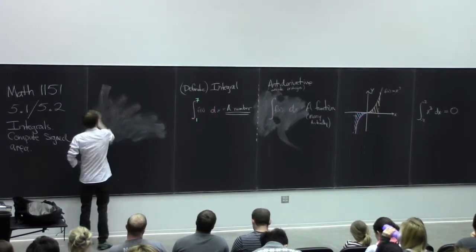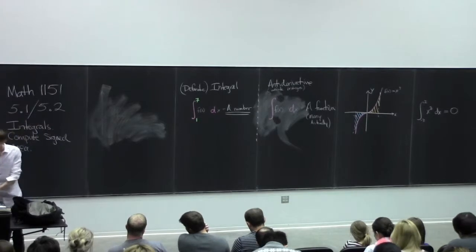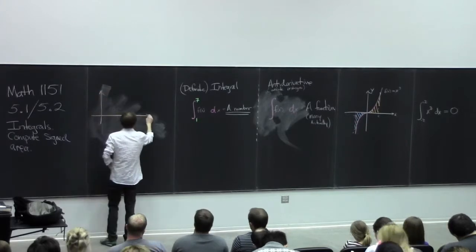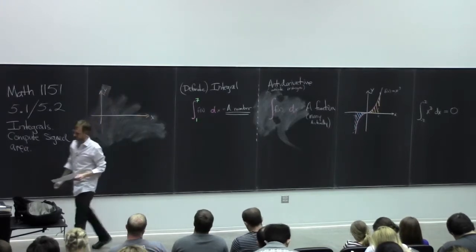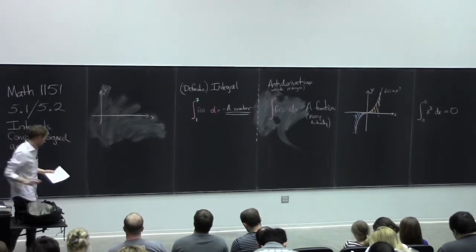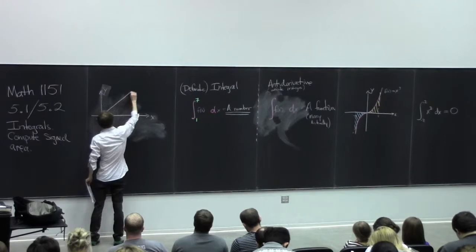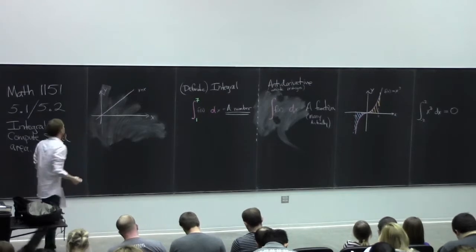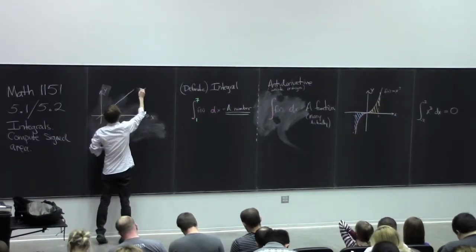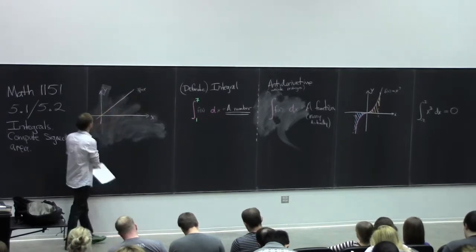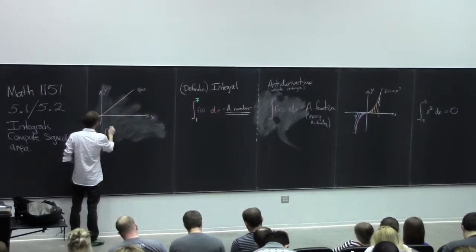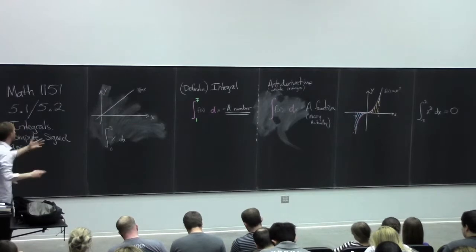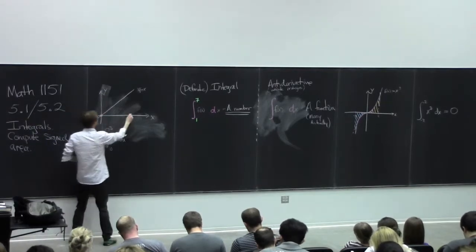All right, so I want to compute signed area, and I have this new machine, and I want to try it out. Here's my axes, I'm labeling x and y. Here's a curve, y equals x. It's a line. Let's call it f of x equals x. Now the integral from 0 to 3 of x dx is going to compute the signed area from 0 to 3.